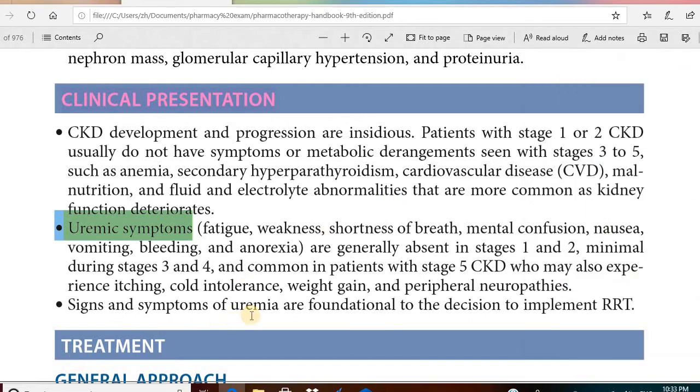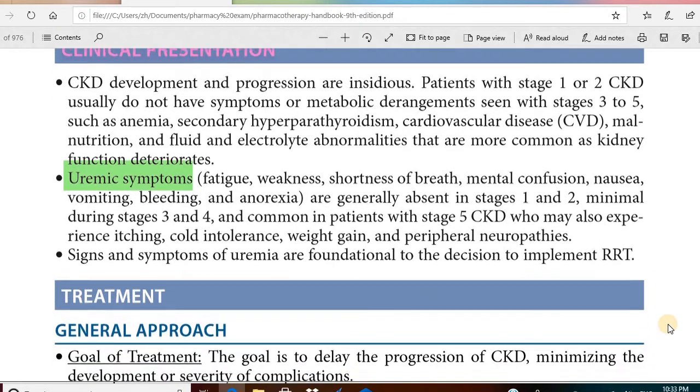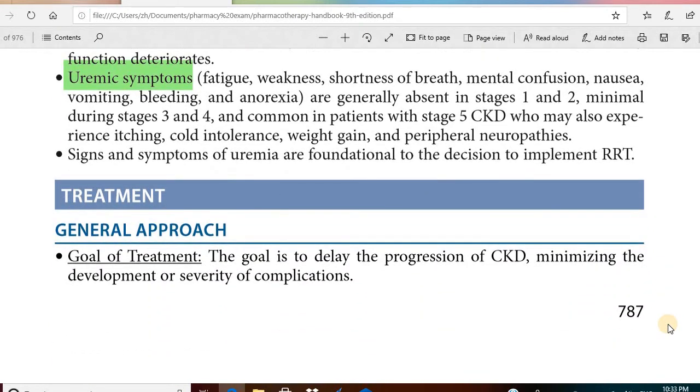So the signs and symptoms of uremia are foundational to the decision to implement RRT. By watching the signs and symptoms, you can make a decision whether to implement renal replacement therapy or not. If the uremic signs are under control, then the patient may survive without RRT. But if the uremic signs are not under control, then the patient must be referred for RRT. So this is the important point we are reaching at this point.